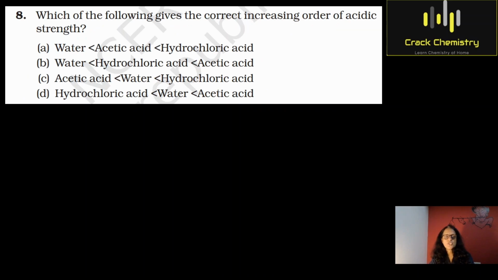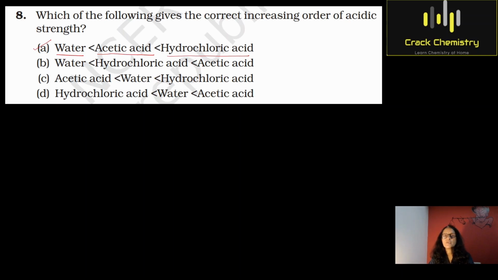Now question 8. In question 8, they are asking which of the following gives the correct increasing order of acidic strength. Students, we will consider each option one by one. First option is water. We know that water is neutral in nature. Then acetic acid is a weak acid. After that, we have hydrochloric acid, which is a strong acid. So in option A, the acidic strength order given here is correct.